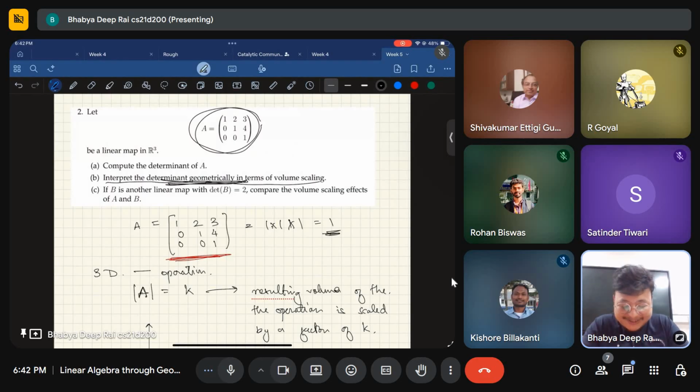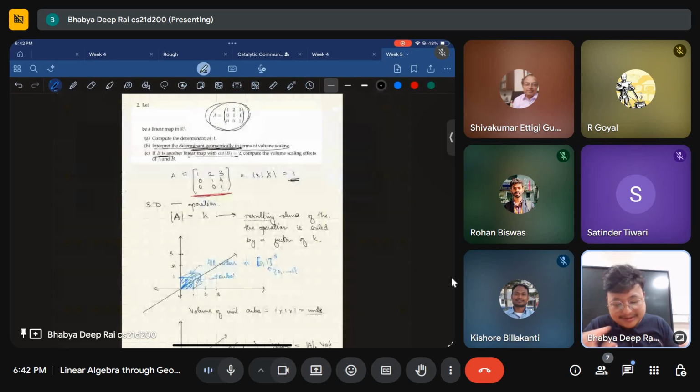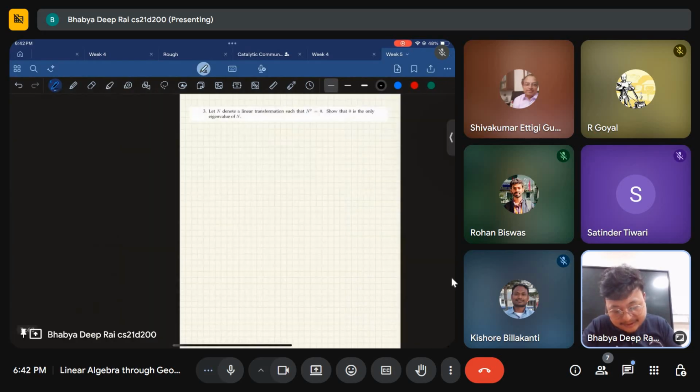So part C is simple. It just says that B is another linear map with determinant B equals 2. Then compare the volume scale effects. One will double the volume, and one will just keep the volume the same. Great. So this is just a concept I wanted you to see once.